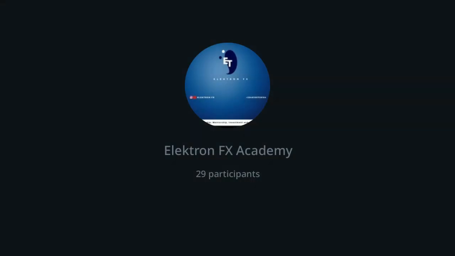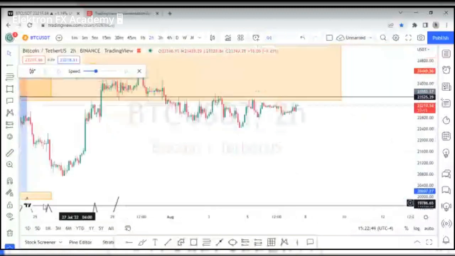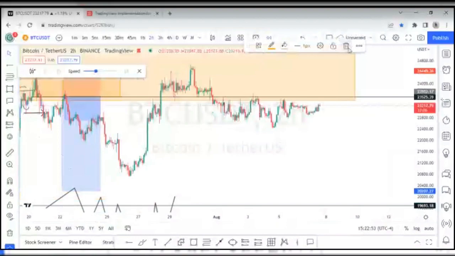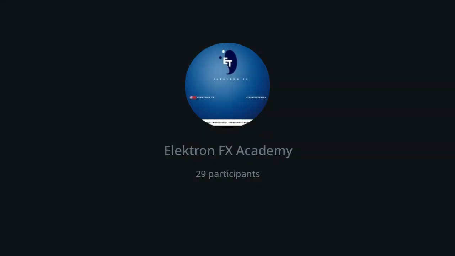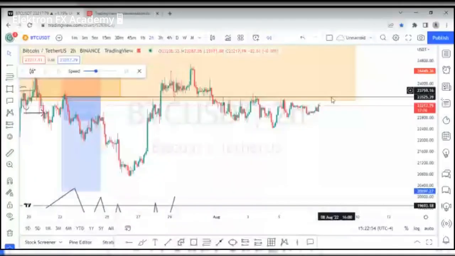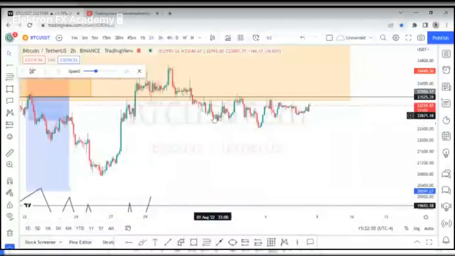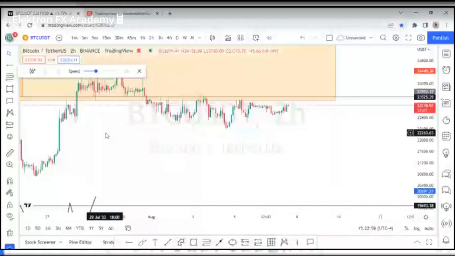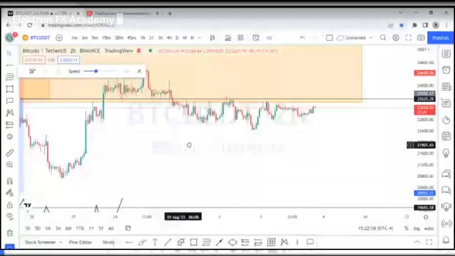Now let's look at what Bitcoin is doing currently. Right, so what Bitcoin is doing currently is still doing what? Playing around that imbalance. Look at what Bitcoin has been doing. Right, so look at this. So the market was also bullish again.